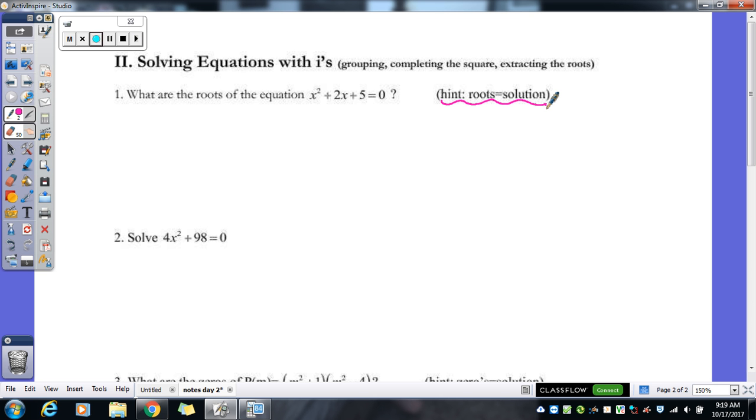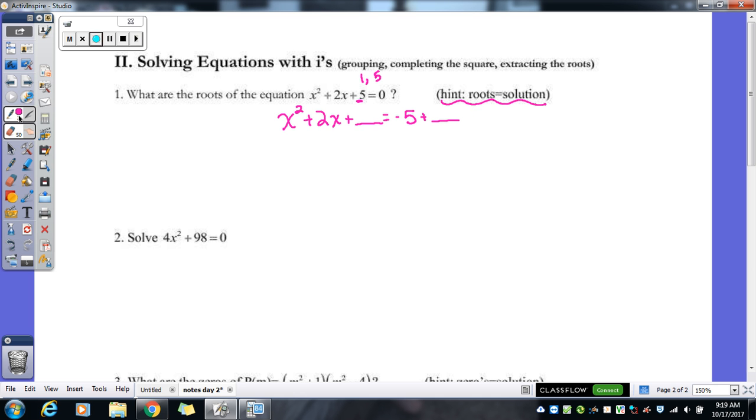So looking at it, do you think we're going to be able to factor this? What multiplies to give us 5? 1 and 5. Is that going to give us a 2 in the middle? No. So looking at this, we're not going to be able to factor it. I'm going to use completing the square because I'm personally a big fan of completing the square. So I'm going to subtract my 5 over and add a space on both sides of our equal sign. So I have x squared plus 2x plus a space equals negative 5 plus a space.